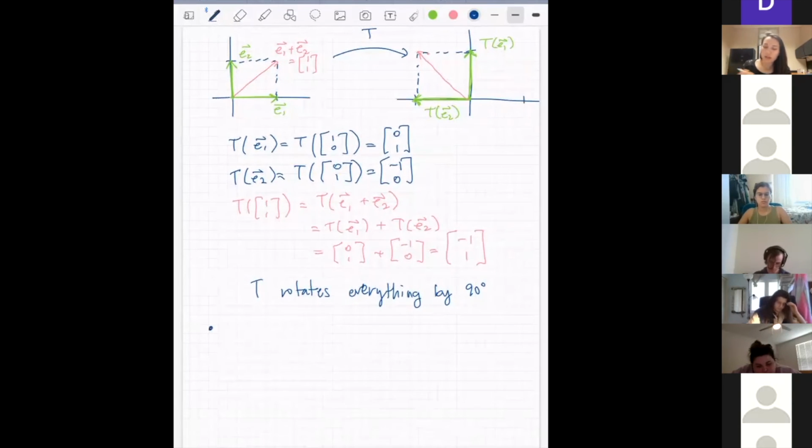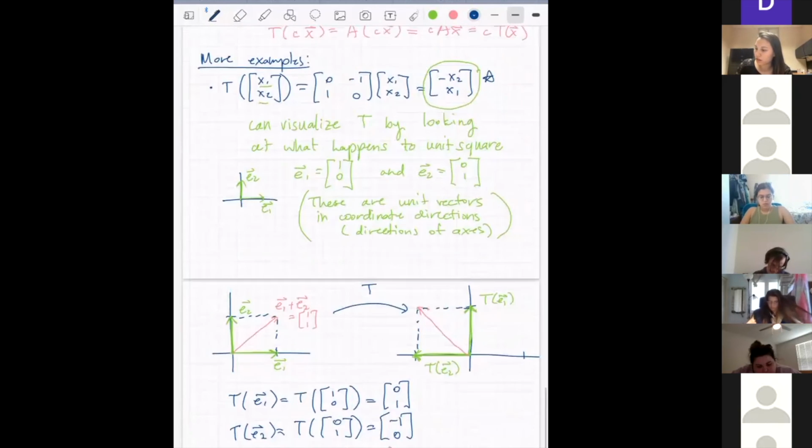Let's look at another one. Are we doing okay on time? Okay. So this is the map, which will also be from R2 to R2, given by, how did I write this one? Okay.